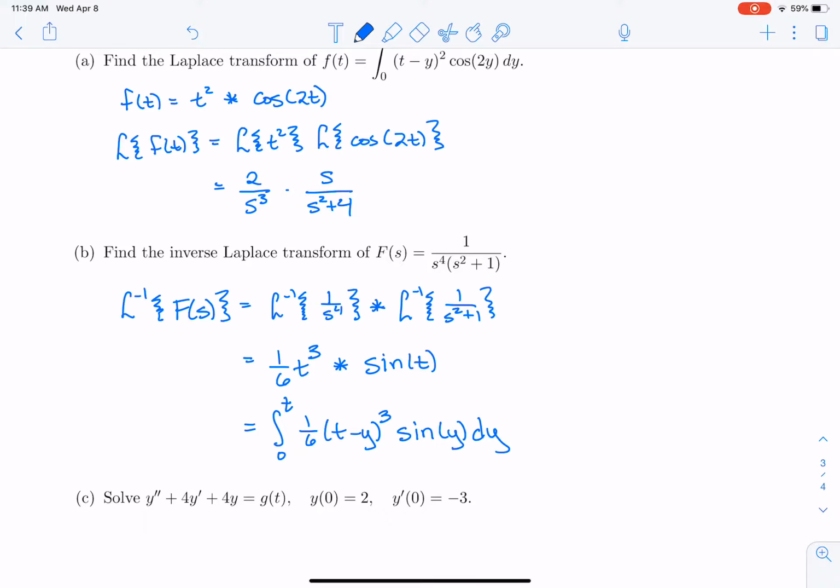The problem is, though, when you find inverse Laplace transforms this way, they're not always going to come out to something nice. Right now, in my mind, I'm thinking, like, how am I going to possibly do that integral?